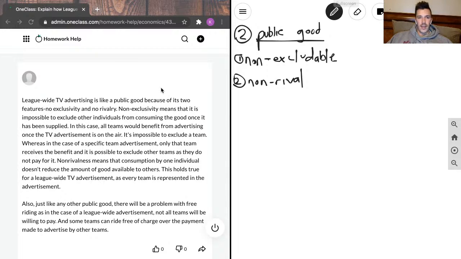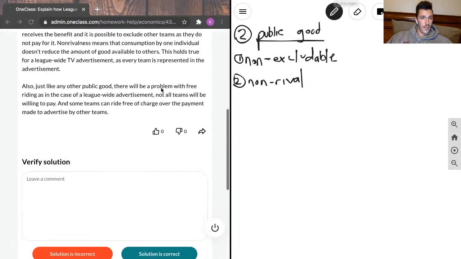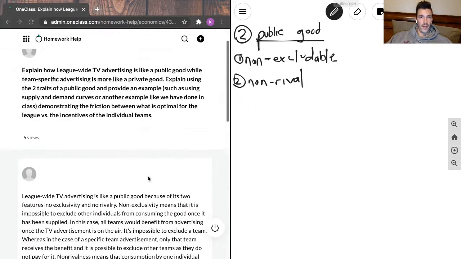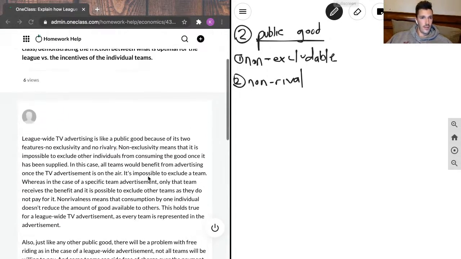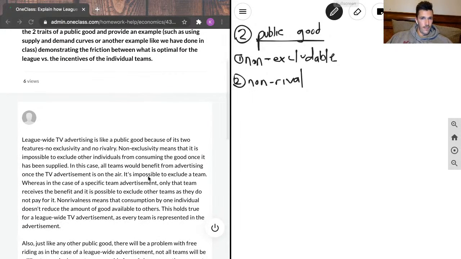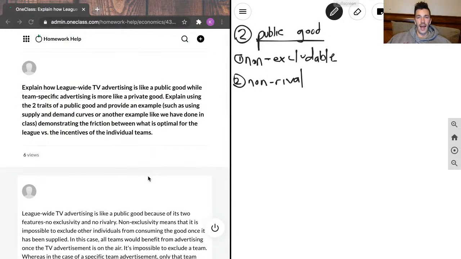But maybe teams like the Cleveland Cavaliers are not willing to pay for an NBA-wide advertisement because it's money coming out of their pocket and no one is going to their games anyways. I know none of you are buying Collin Sexton jerseys, so I don't think I really have anything else to add.